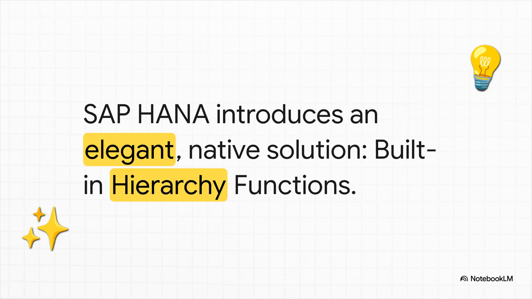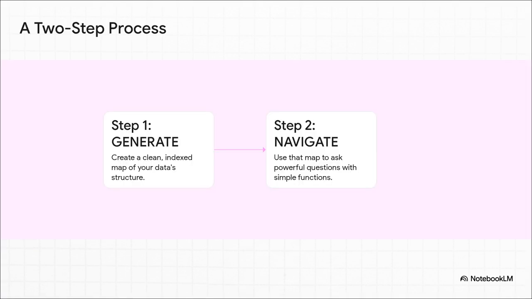Instead of you having to build all that complex logic from scratch, it gives you built-in hierarchy functions that are specifically designed to understand and navigate these structures, right inside the database engine itself. The whole idea boils down to this really brilliant two-step process. First, we generate a map. I want you to think of it like creating a clean, indexed subway map from just a chaotic list of streets. Then, once you have that map, you navigate it using simple, direct functions to get exactly where you need to go. Generate, then navigate. It really is that straightforward.